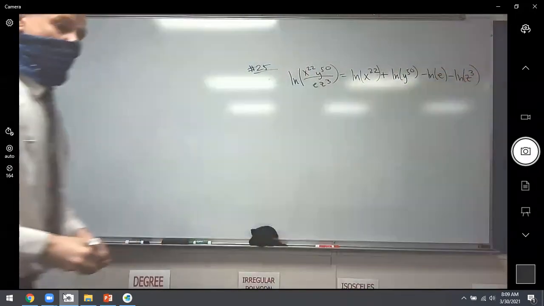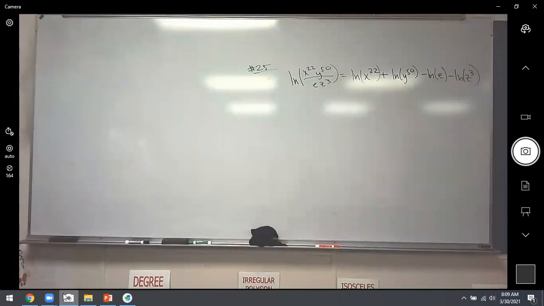So that's step one when you expand things out. You use your product and your quotient properties together. And anything that is on top of your logs is a positive log. Anything on the bottom of your fraction turns into a negative log. Are we okay on that?